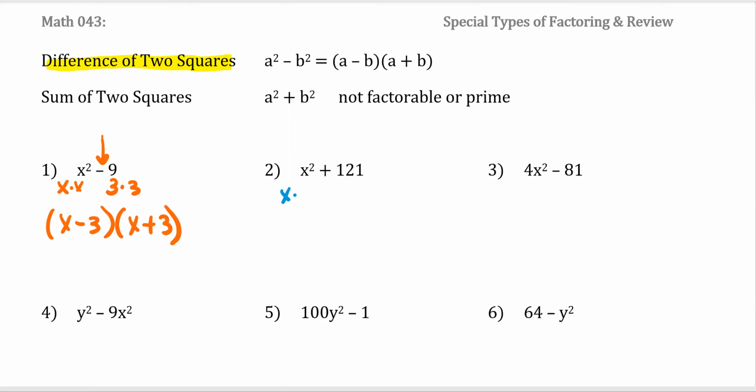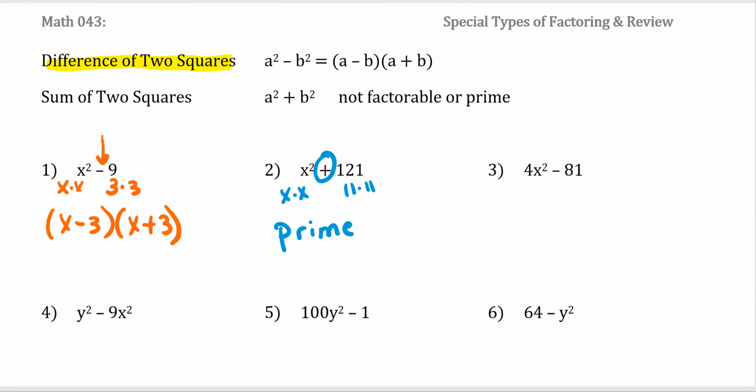Number 2. X squared is a perfect square, x times x. 121 is a perfect square, 11 times 11. But it is a sum. Therefore, this is prime. It will not factor.